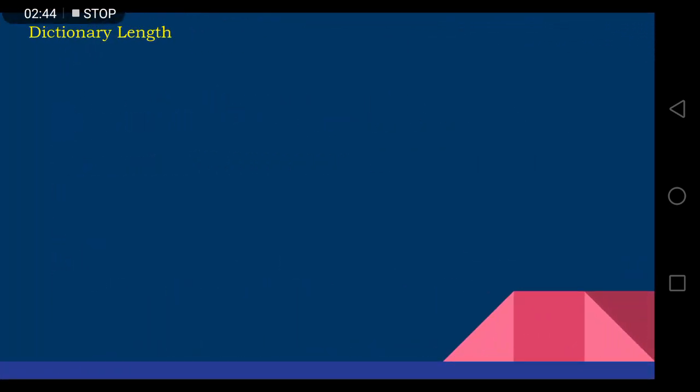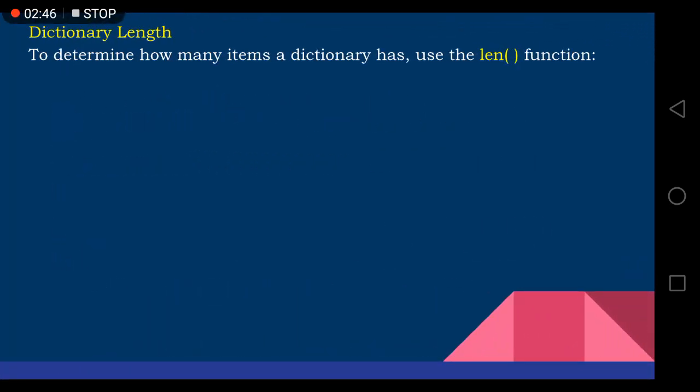And let us see, the dictionary length is the function to determine how many items a dictionary has using the len function. In the same way we use len for a list, we can apply the len function to find out the length of the dictionary, which means the number of elements available in the dictionary.